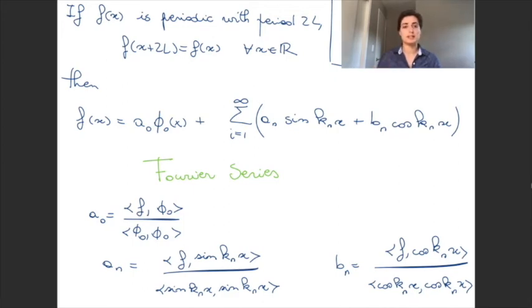Notice that this time we did not renormalize things. So an, for example, is equal to the inner product of f with sin knx, divided by the norm of sin knx squared. So the inner product of sin knx times sin knx. The same is true for a0 and bn. They kind of share the same formulas.